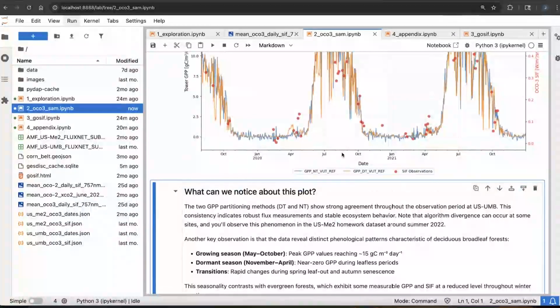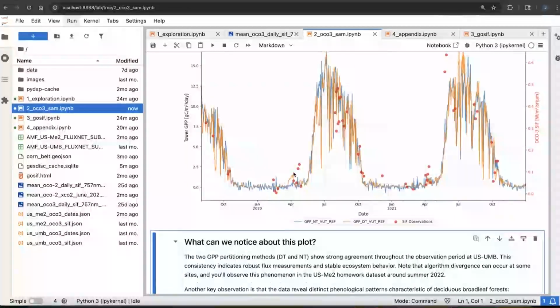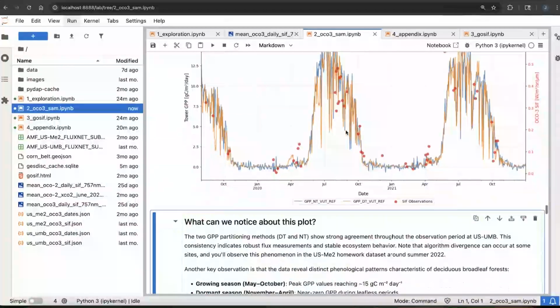Okay, so now that we've looked at the time series, let's try to correlate our remote sensing SIF data with the tower-based GPP data to see how related they are. You can see the general pattern of SIF follows the pattern of GPP in our plot, but we'd also like to quantify how well it does so.